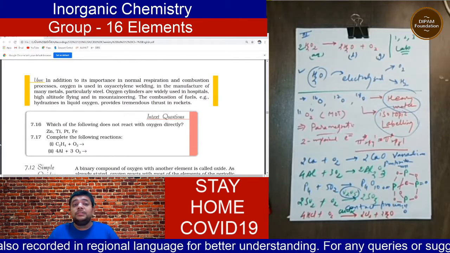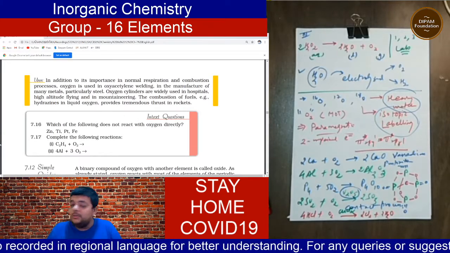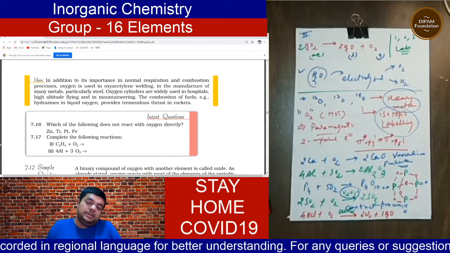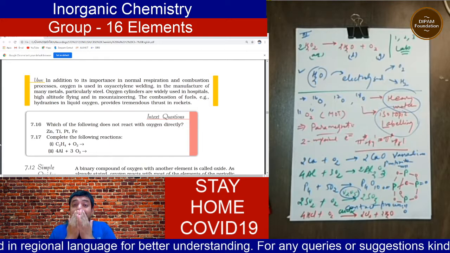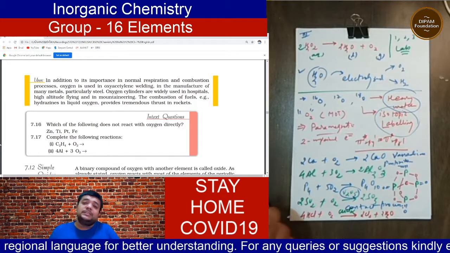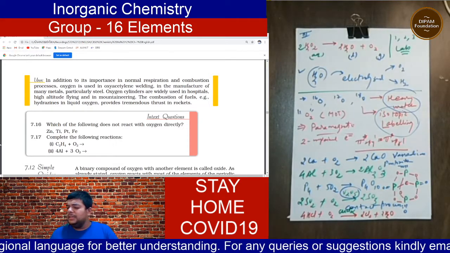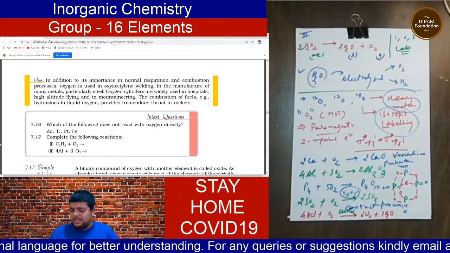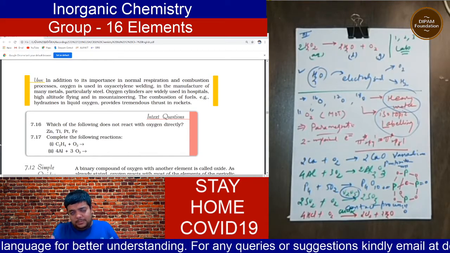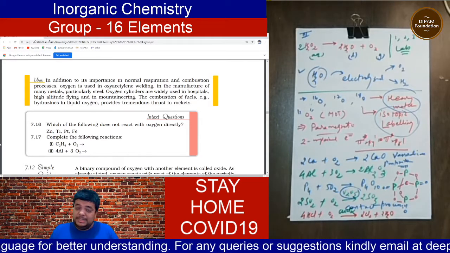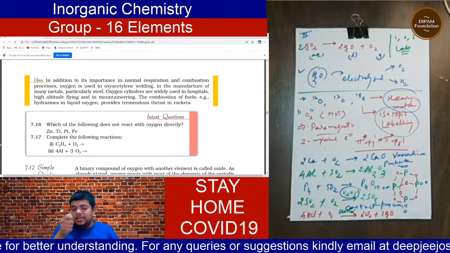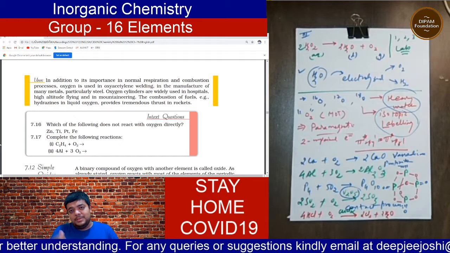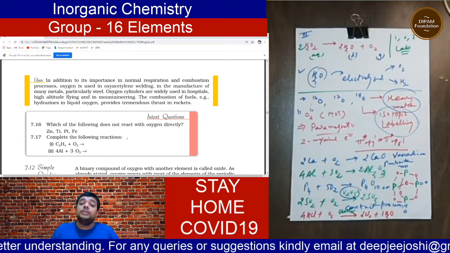Going to the uses of dioxygen, I could say that in addition to its importance in the normal respiration and combustion processes, oxygen is also used in oxyacetylene welding. Now, what is oxyacetylene welding? We have seen some laborers making a welding of iron or steel even. They use two types of gases. If you will see the flame that is coming out from his burner, it will be bluish in color.